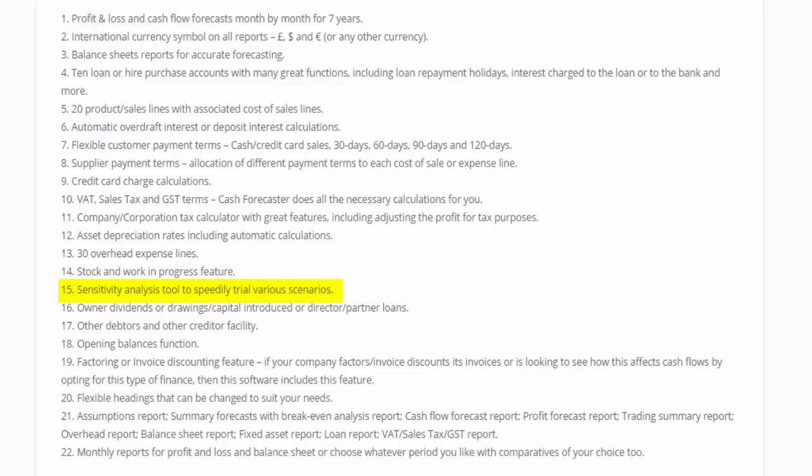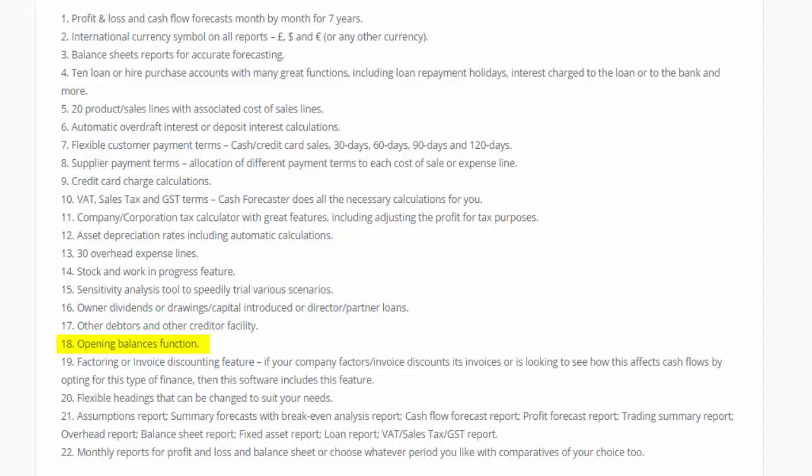You can just very quickly put in your increase or decrease percentage, and within seconds you can work out various scenarios. There are overhead dividends, drawings, capital introduced, and directors or partner loans facility within the system. And you can put in other debtors or other creditors and adjust these accordingly throughout the period.